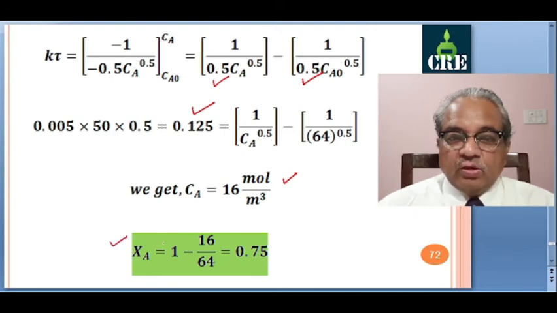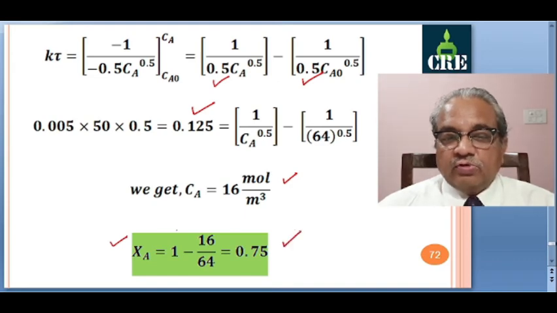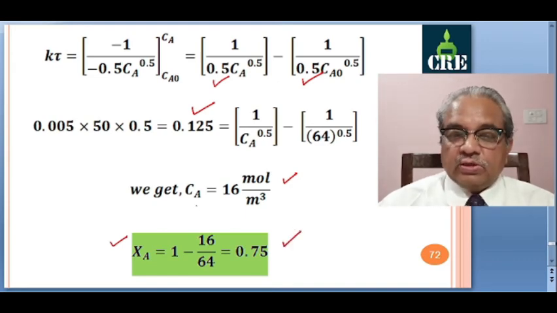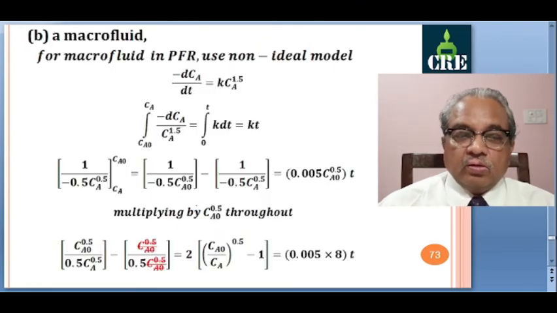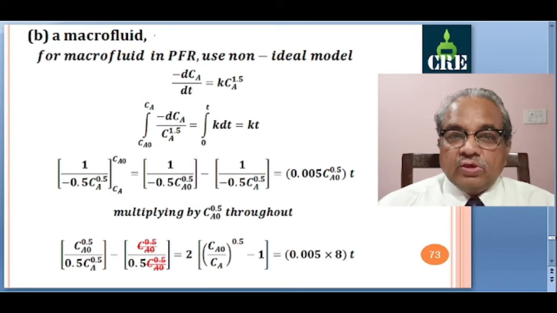And Xa will be 1 minus Ca by Ca0. Ca is this value, Ca0 is 64, which is given. So that comes out to be 0.75. Fractional conversion is 0.75, conversion 75%. Part B. Now it is macro fluid.